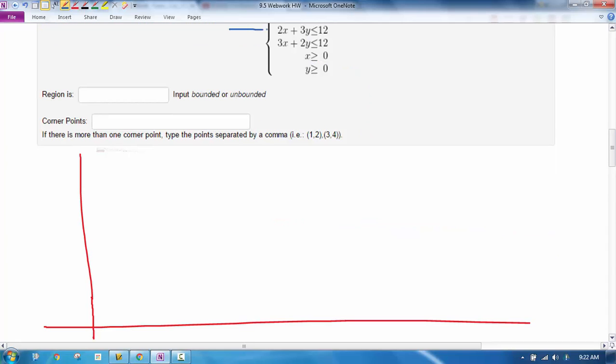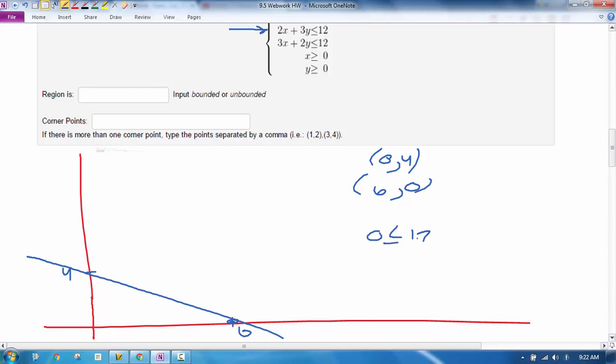Now to graph lines in standard form, you might remember it's easiest to plug in 0 for x and solve for y, in which case you get 4. So 0, 4 is like right here. And then do the same thing, plug in 0 for y, in which case you divide both sides by 2 and you get 6. So here's that point. This is 6. There's that blue line. Now figure out which way to shade. So if you plug in 0, 0 as a solution point, you get 0 is less than or equal to 12, which is true. So I'm going to shade this side of the blue line.